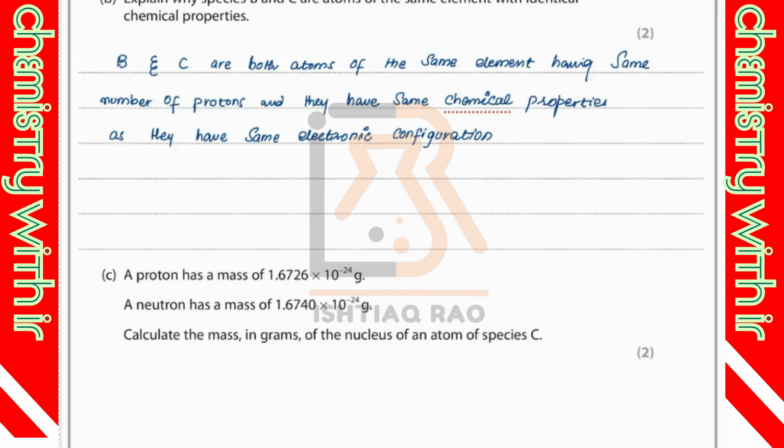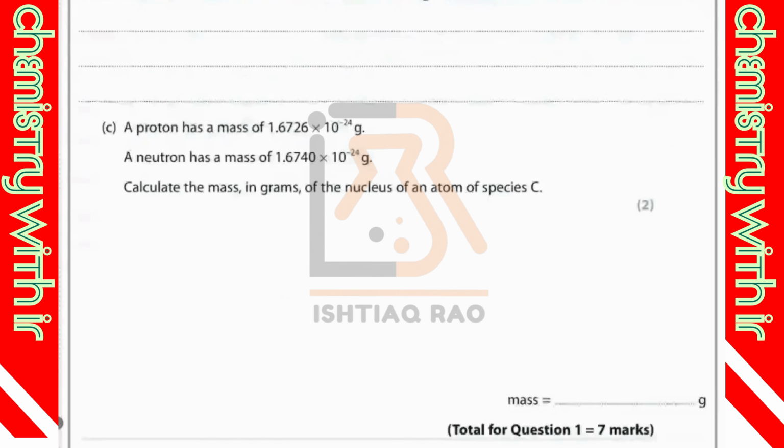Configuration means that if you look at chlorine-35 and chlorine-37, the proton number is 17 for both. If you write the electronic configuration, it would be 2,8,7. That means they have the same outer electrons. So that's why they have the same chemical properties.